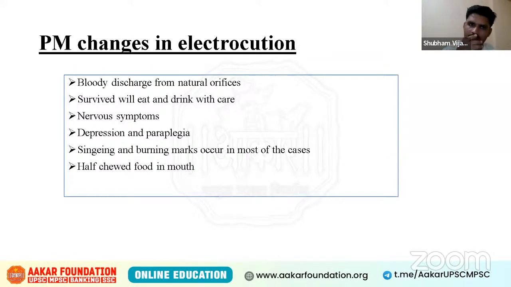The first point relates to the PM changes, meaning it relates to the animals that have died because of electrocution, and that sign is the bloody discharge from the natural orifices. But those that have survived will eat and drink with care, show nervous symptoms, particularly depression and paraplegia. Paraplegia is one of these nervous symptoms, because this paralysis involves the nerves. Then singeing and burning marks and half chewed food. If during electrocution the animal is eating feed, then that chewed food remains in the mouth of that animal.